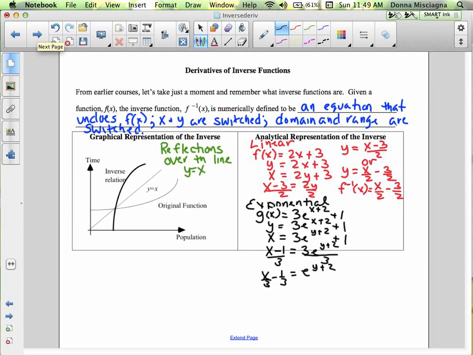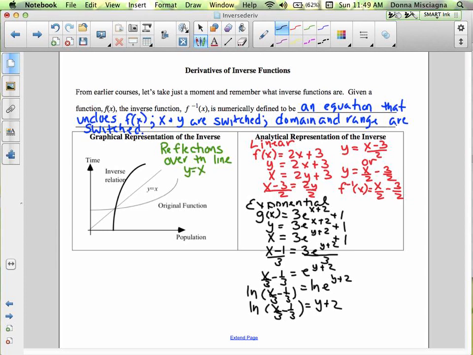Right? Well, what's the inverse of e? Well, of course, that's natural log. So we're going to take a natural log of both sides. So natural log of x thirds minus 1/3 equals natural log of e to the y plus 2 power. E and natural log cancel each other out. So now we have natural log of x divided by 3 minus 1/3 equals y plus 2.